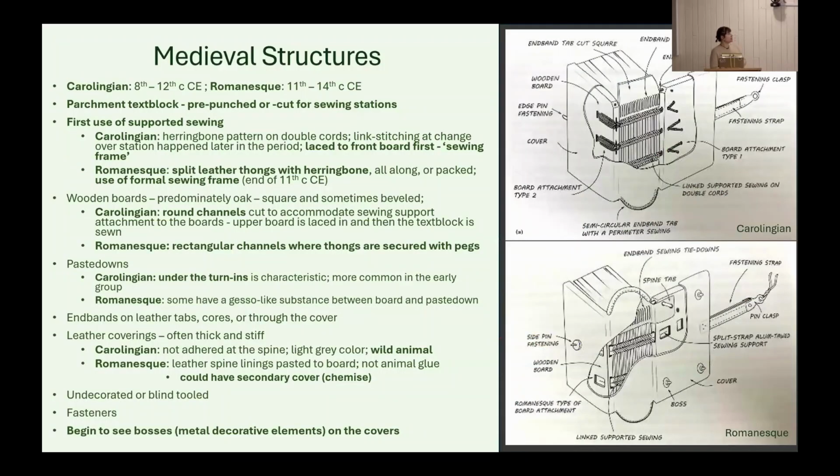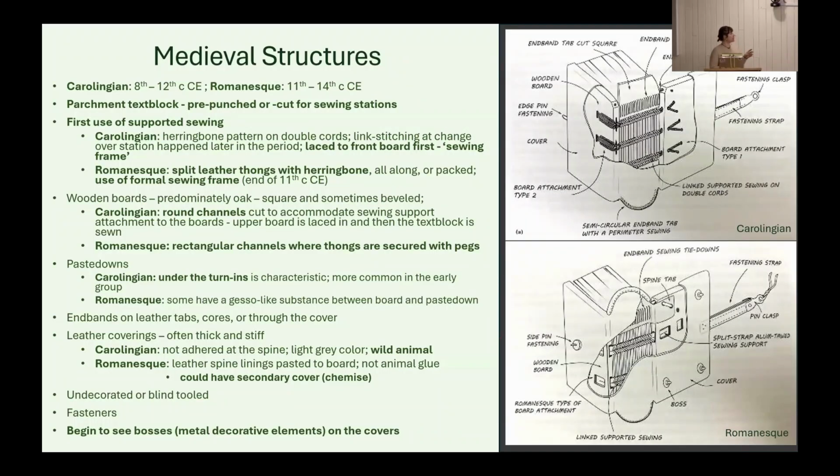All right, so moving back in time just a little bit, back to Europe, there are 2 main European medieval structures. We have Carolingian structures, which are the 8th to 12th century, and then the Romanesque, which is 11th to 14th. Both of these shared similarities. There was always a parchment text block that would have been pre-punched prior to sewing, whereas before people might just be sewing, punching holes as they sew.